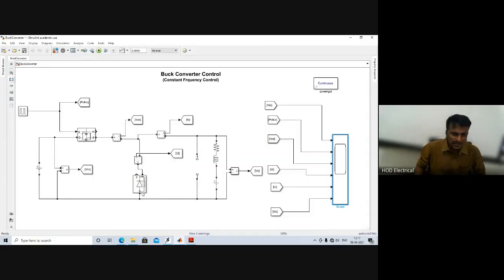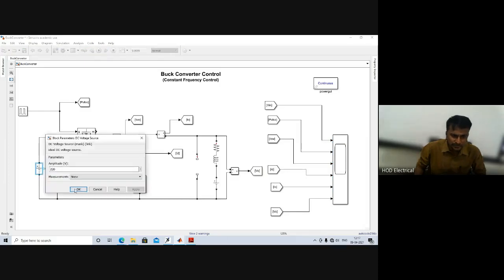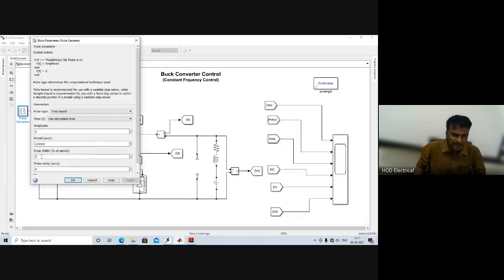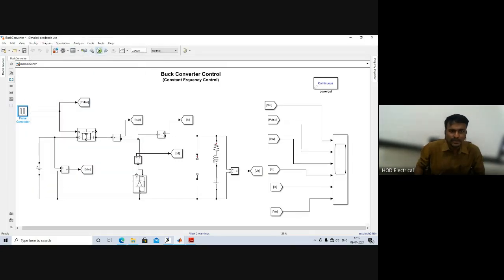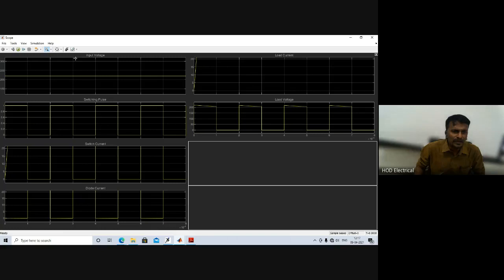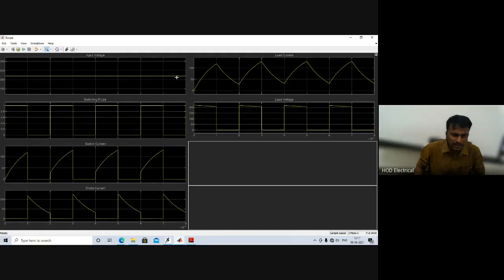Now let me show the output for a duty cycle variation of 50%. That means the duty cycle is 0.5. So what will happen with a duty cycle of 0.5? If you see this waveform, this is the input voltage. The on time is 50%; the on time and off time are equal. So the switch current will increase and settle down, then the switch current will be 0, then again increase and settle down.